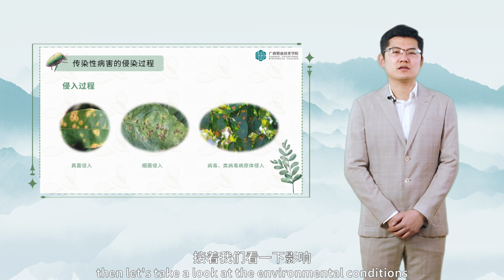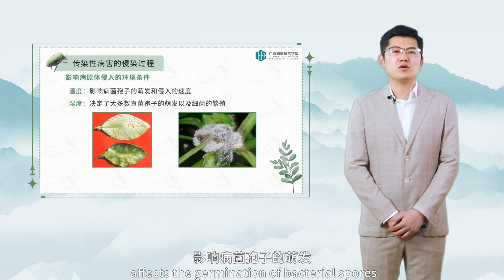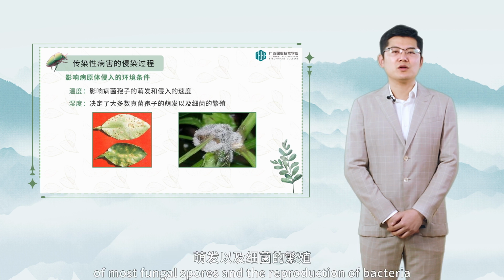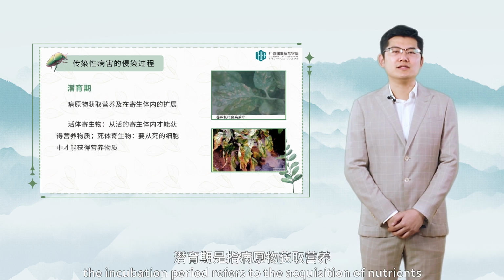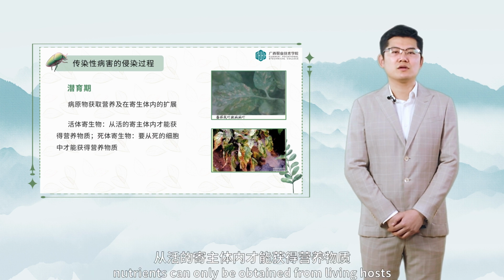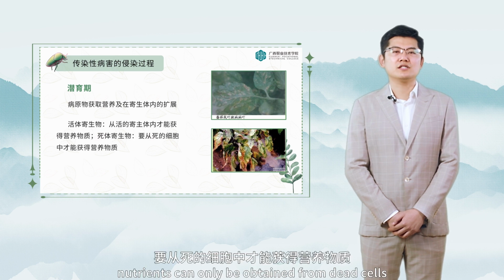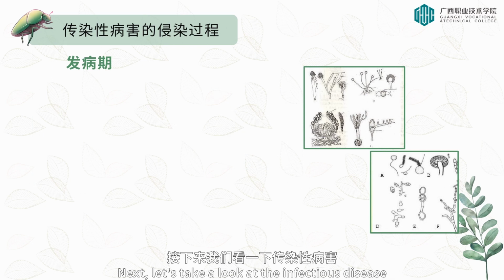Then let's take a look at the environmental conditions under which pathogens invade. Temperature affects the germination of bacterial spores and the speed of invasion. Humidity determines the germination of most fungal spores and the reproduction of bacteria. The incubation period in the process of infection. The incubation period refers to the acquisition of nutrients. Nutrients can only be obtained from living hosts, while dead parasites mean that nutrients can only be obtained from dead cells.